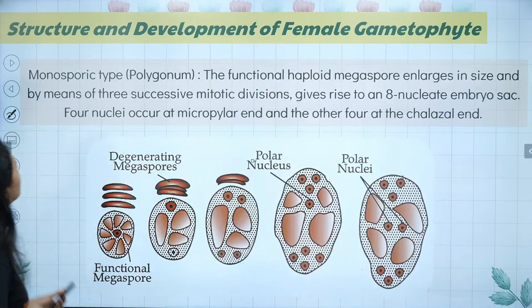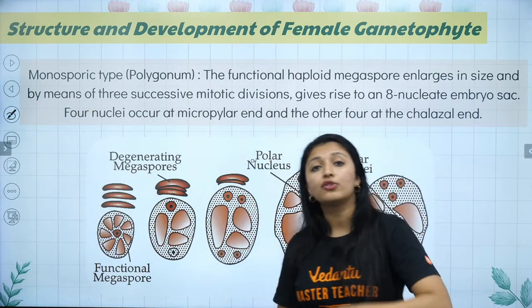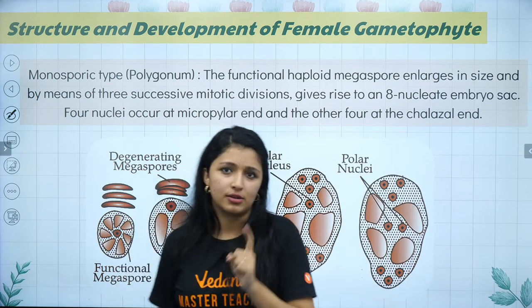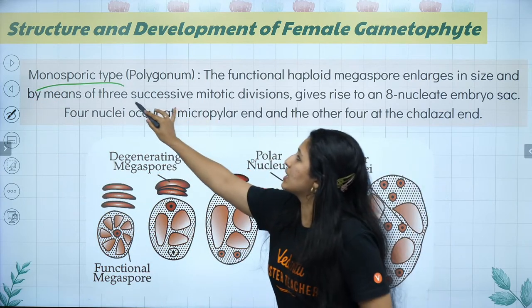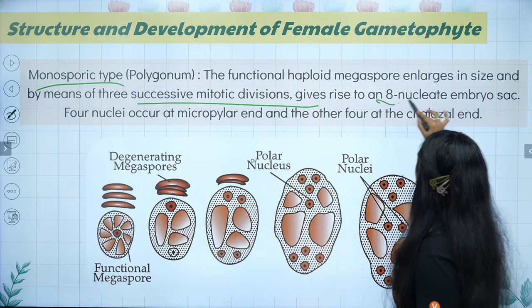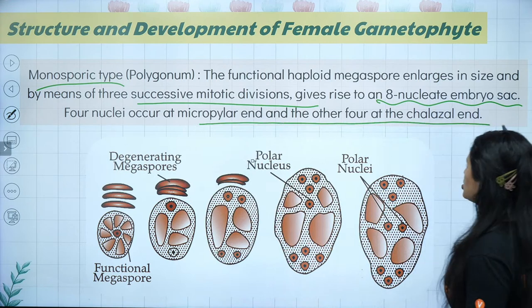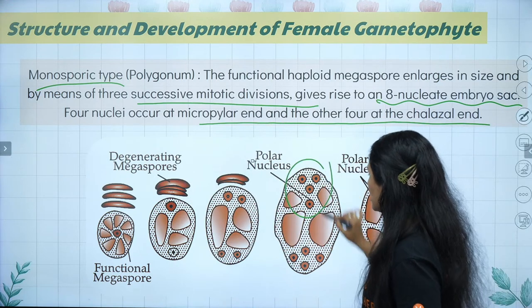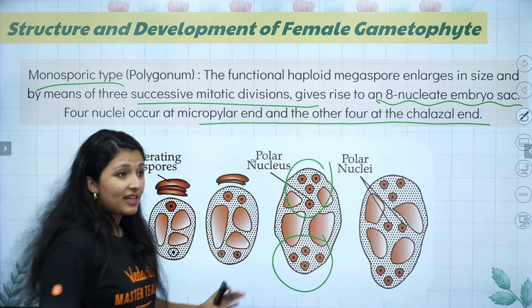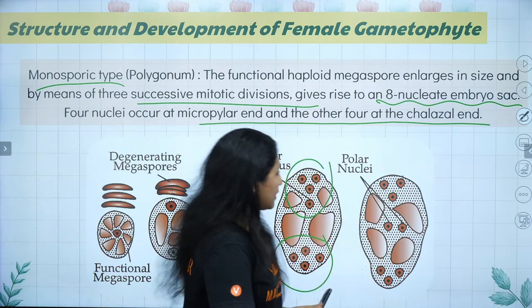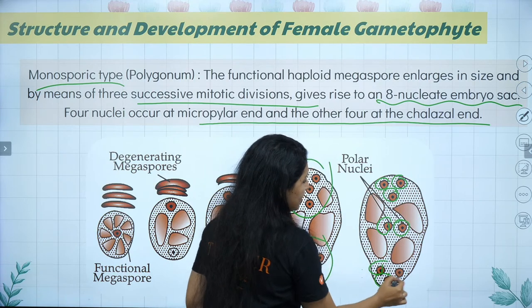Monosporic or polygonum type is when you select one. Out of the four megaspores, we selected only one, so you call it the monosporic type. Three successive mitotic divisions give rise to an eight nucleate embryo sac. Four nuclei are at the micropylar end and the other four at the chalazal end. So you have four nuclei here, four nuclei here. We have eight nuclei inside: 1, 2, 3, 4, 5, 6, 7, 8.